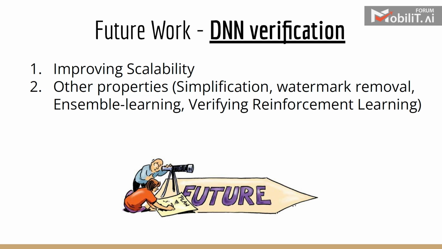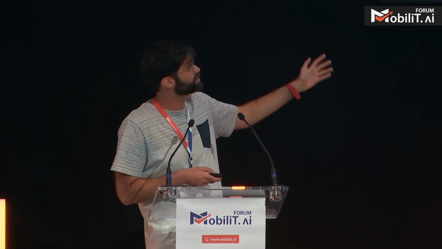In DNN verification, our lab in general is working on improving the scalability of this approach, with many different techniques, such as abstraction techniques and more. We are also looking at other properties. I mentioned adversarial robustness and formal explainability. Melanie also mentioned a few other properties, but there are many other properties that could be verified as well, such as simplification, verifying reinforcement learning, and fairness. There are lots of works done in this area as well.